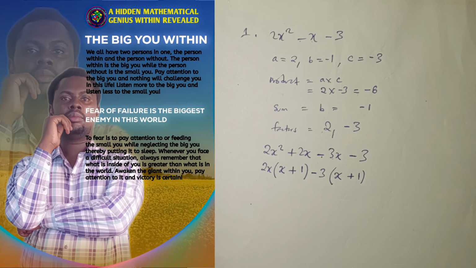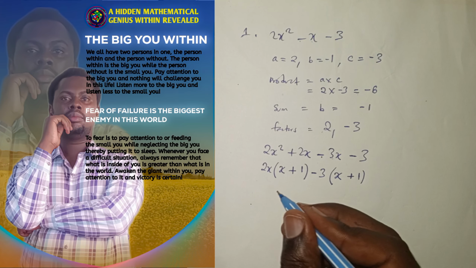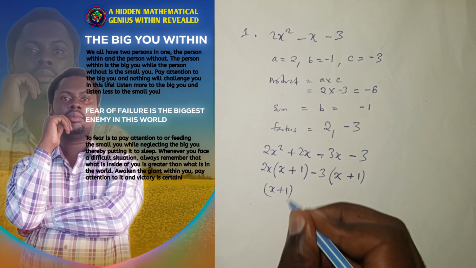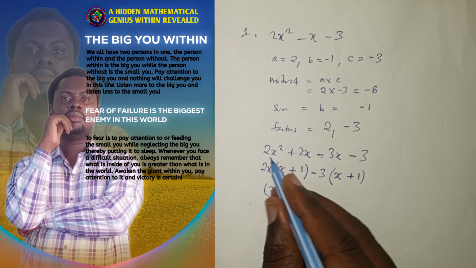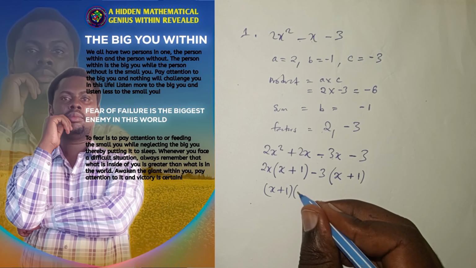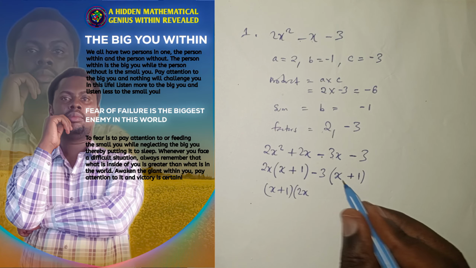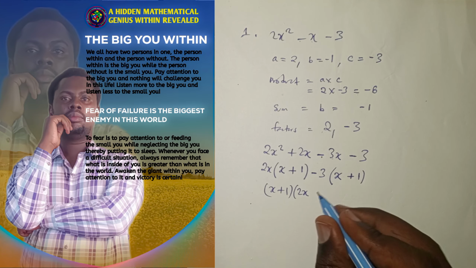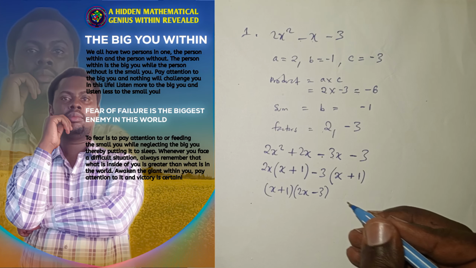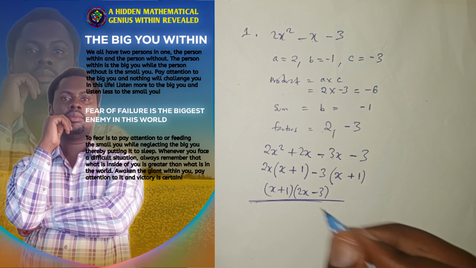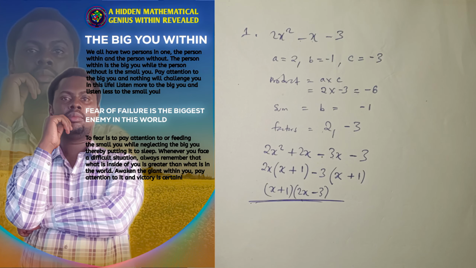Okay, and we can see that here we have x plus 1, and here there is x plus 1. So x plus 1 is common. So we divide out x plus 1. So when we divide out x plus 1 here, we remain with 2x. And again, when we divide out x plus 1 here, you remain with what? A minus 3. So minus 3 there. So we have factorized by the searching method. Okay, that was the first one.